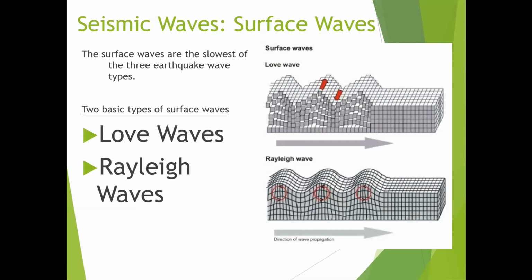Now we're going to talk about surface waves. The P and the S waves are body waves, and now we're going to talk about surface waves. These are the slowest of the three earthquake wave movements, but they're typically the most destructive. The first type are going to be Love waves, and the second are Rayleigh waves.